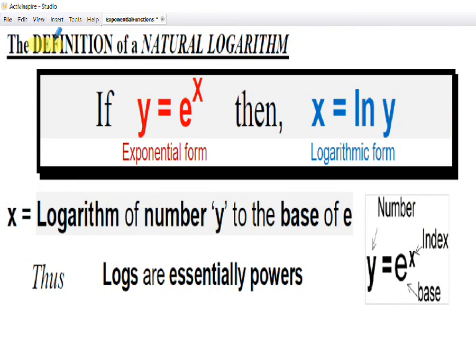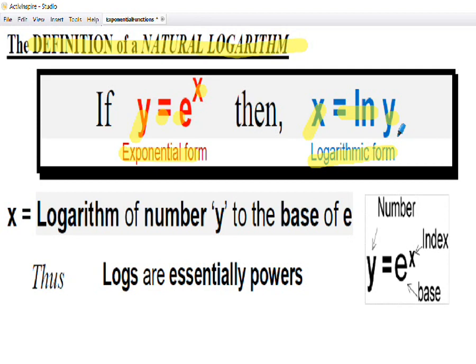Just going to recap the definition of a logarithm here. This is the definition of a natural logarithm, specifically for the exponential functions. If we have y is equal to e to the x, e being our base, that would be called exponential form, we can write that as x is equal to ln of y. That's a logarithmic form.